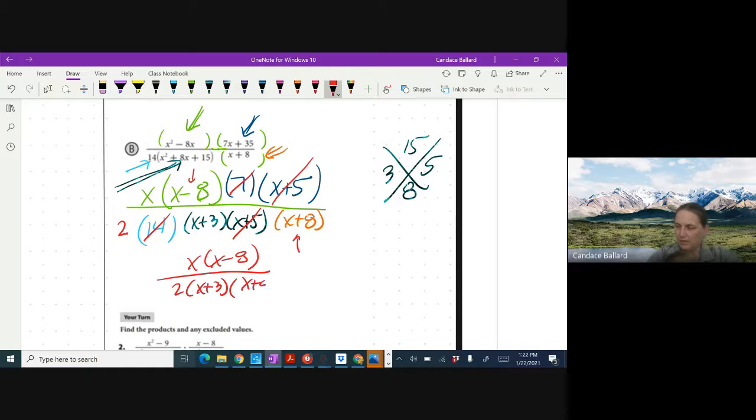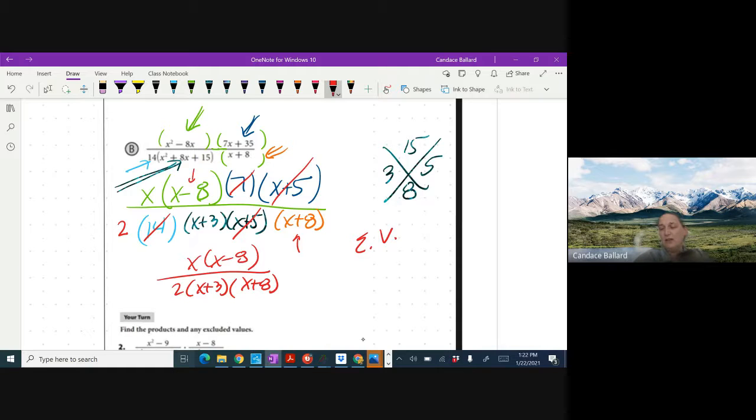times X plus 8. And you know what we didn't talk about in the first question is excluded values. This is a book lesson, and then I went and I gave you the Delta Math assignment. I don't think the Delta Math is going to ask about excluded values, but let's talk about them really quick just to refresh our memory, just in case they come up. So I'm going to use EV to stand for excluded values. So EV is excluded values.